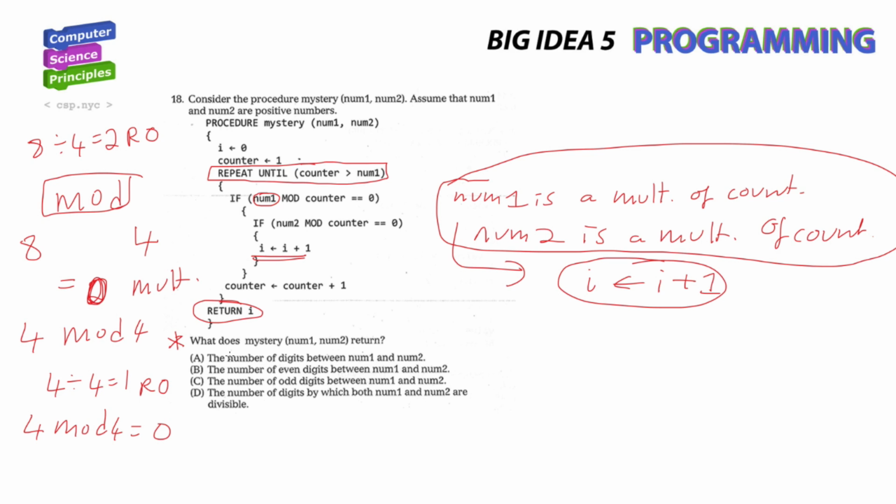And so our answer is, what does this return? It returns I, which is, let's see which one fits best. The number of digits by which both num1 and num2 are divisible. That would be our answer. So that was question number 18.